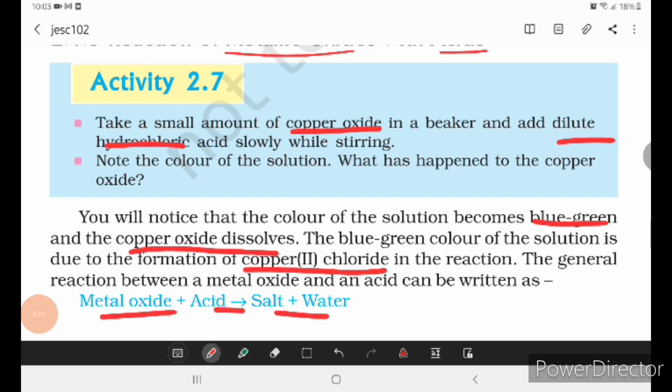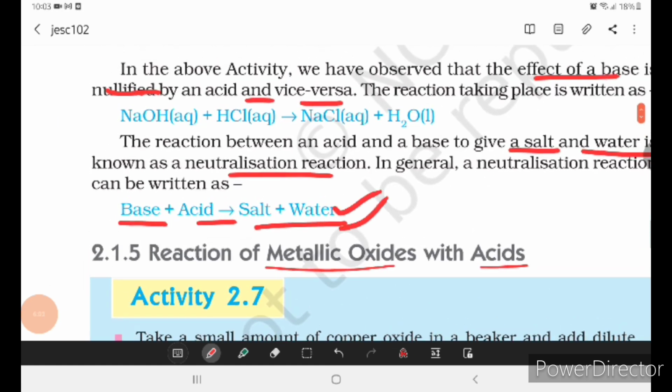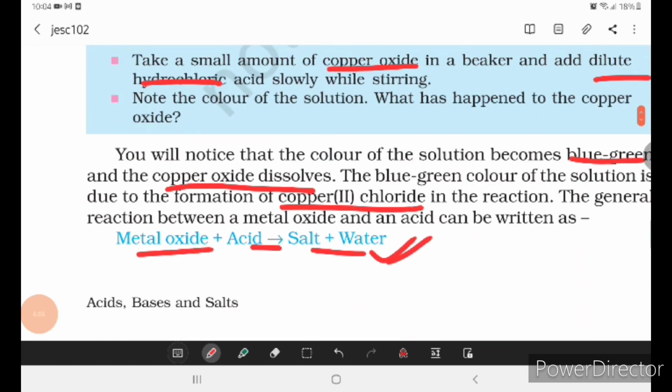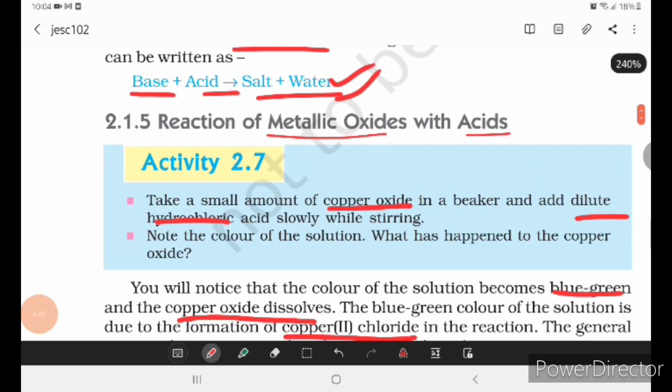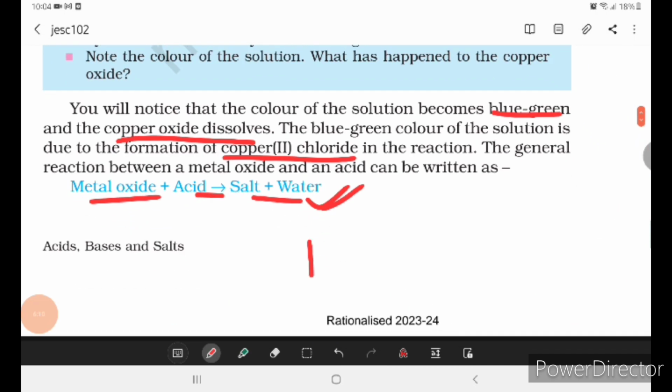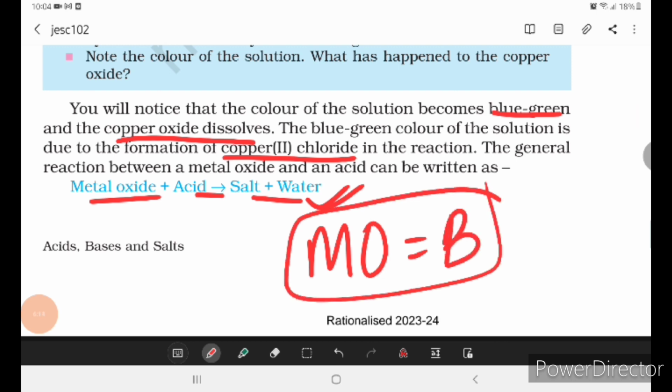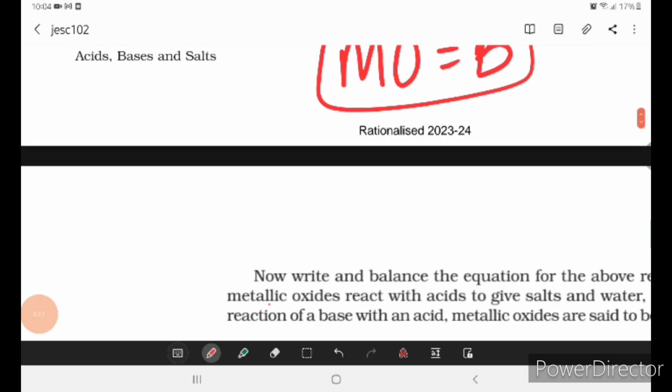If you observe carefully, look at this reaction and this reaction. Yes, we find similarity between the products and also between the reactants. So finally we could say that the metallic oxides are nothing but bases. The metallic oxides are bases.